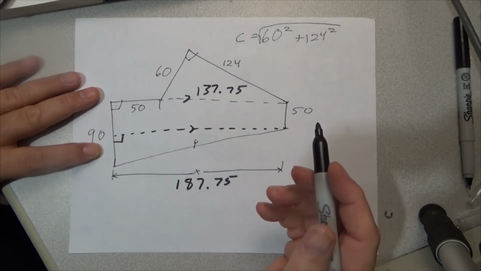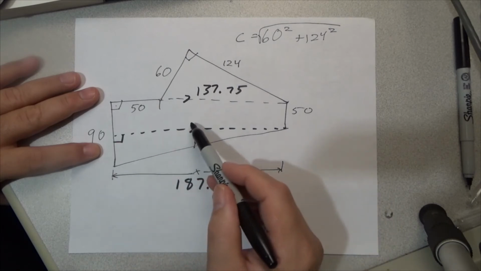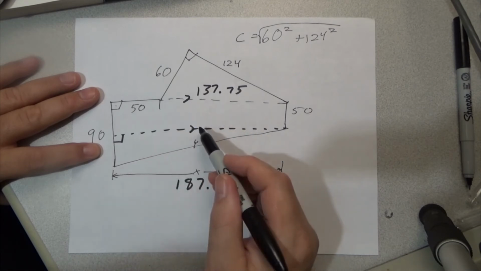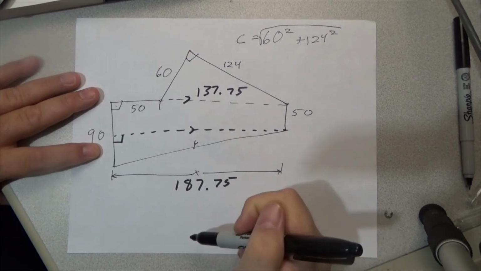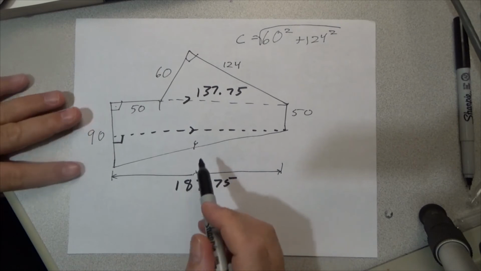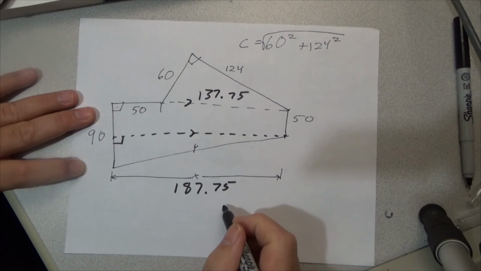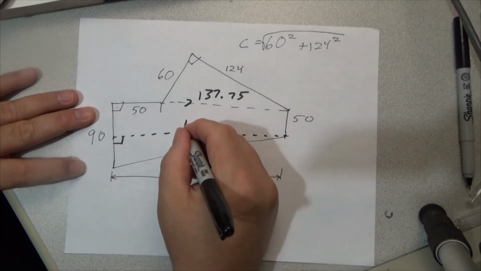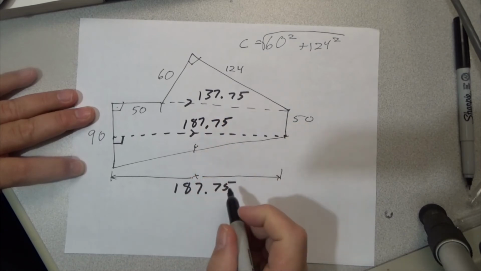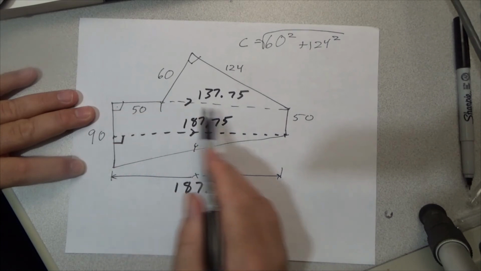So we can use the Pythagorean theorem on this. That means this side squared plus this side squared, and then we take the square root of that and we can get y. So we're using this same equation up here. Well, what is this side from here to here? That's the same as x. So this side is 187.75, because it's the same distance from here to here as it is from here to here.